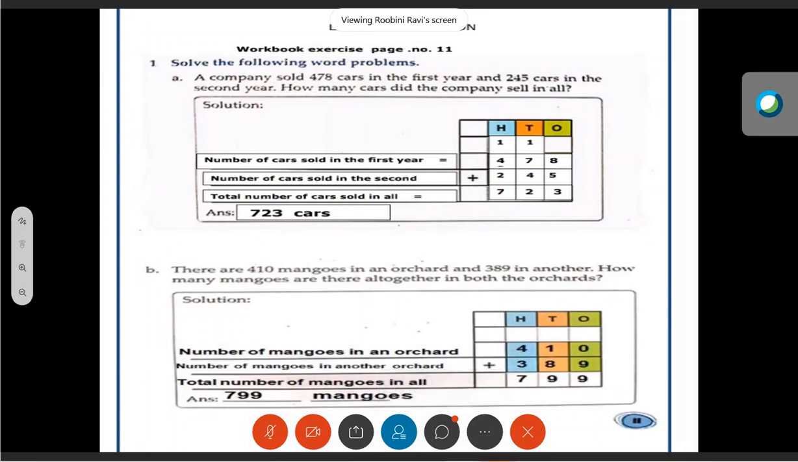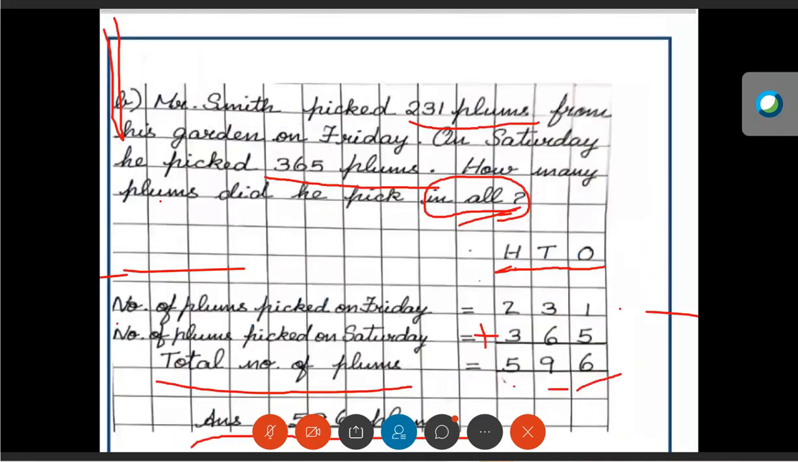A company sold 478 cars in the first year and 245 cars in the second year. How many cars did the company sell in all? Sell in all. So number of cars only we are going to add. In all means addition. So we are going to add.